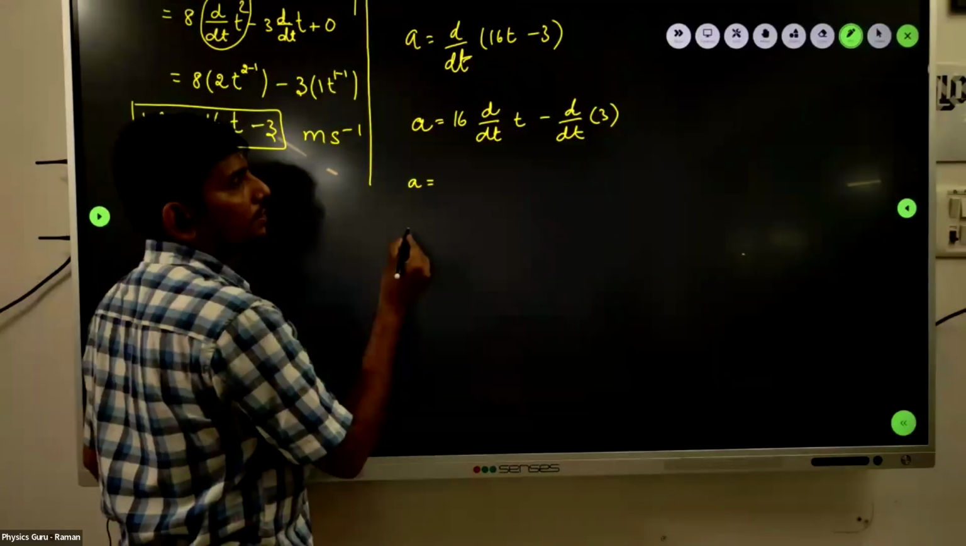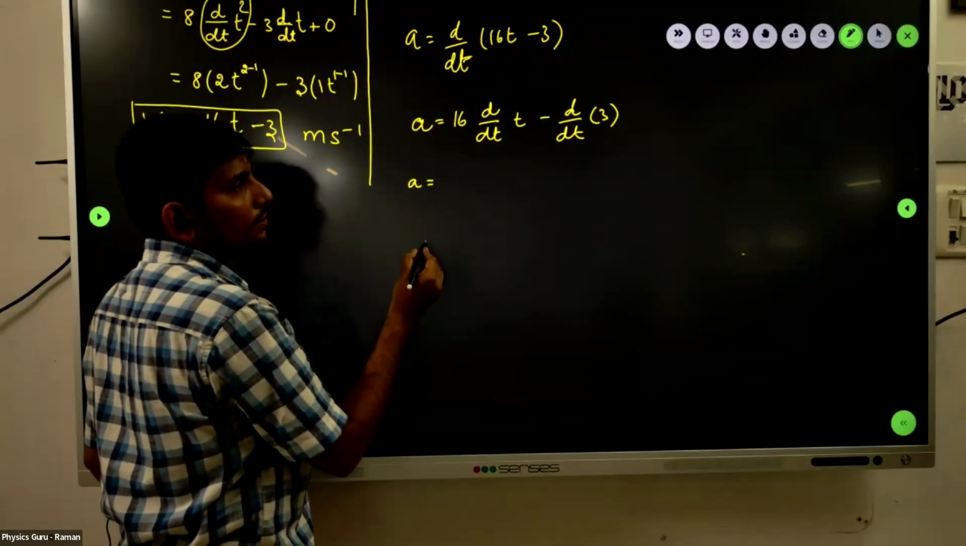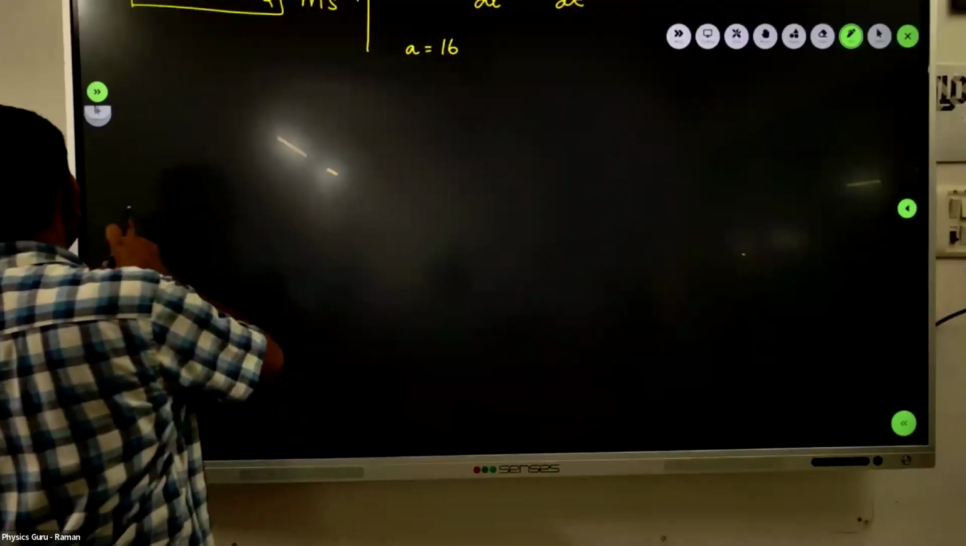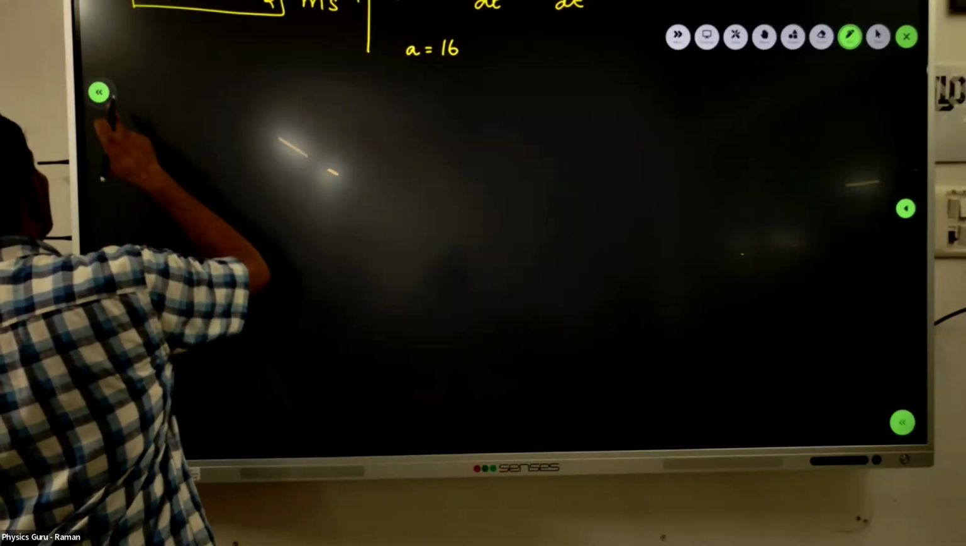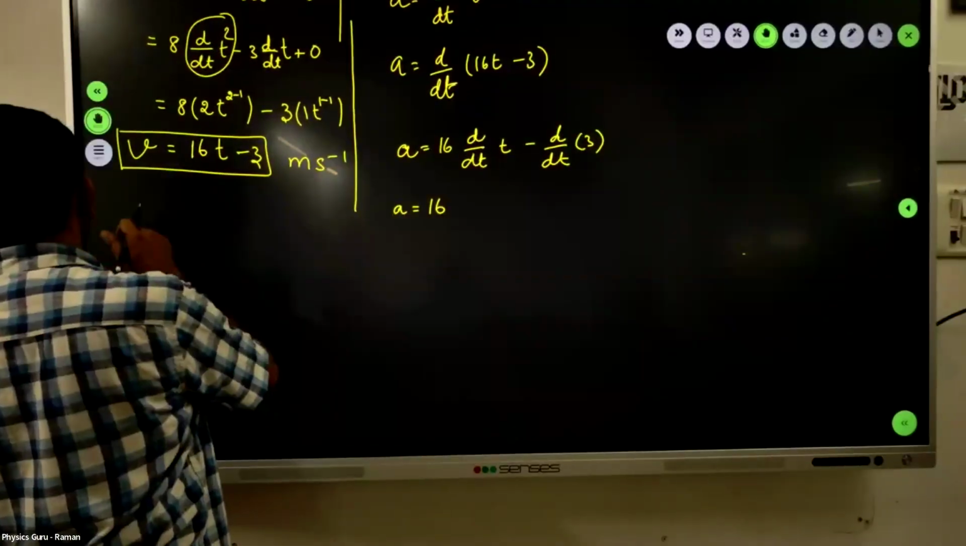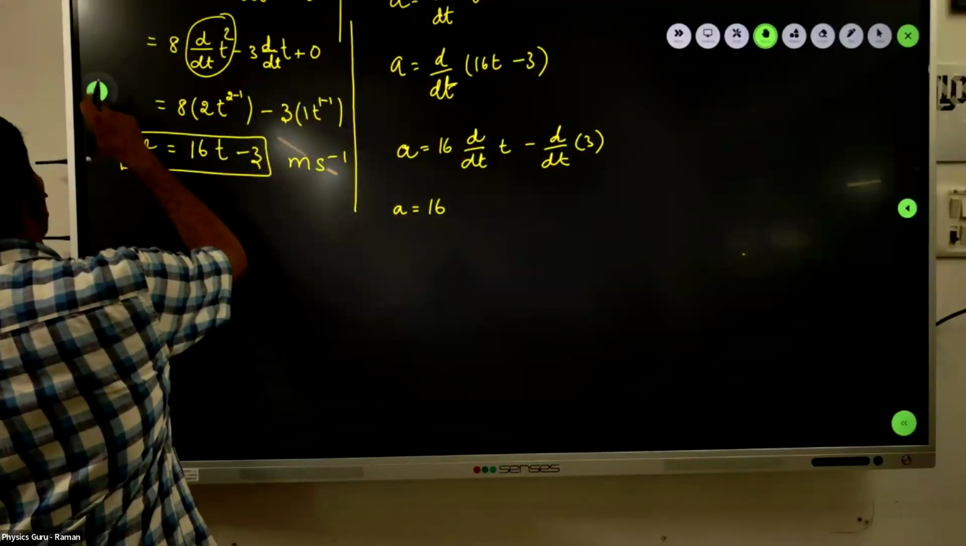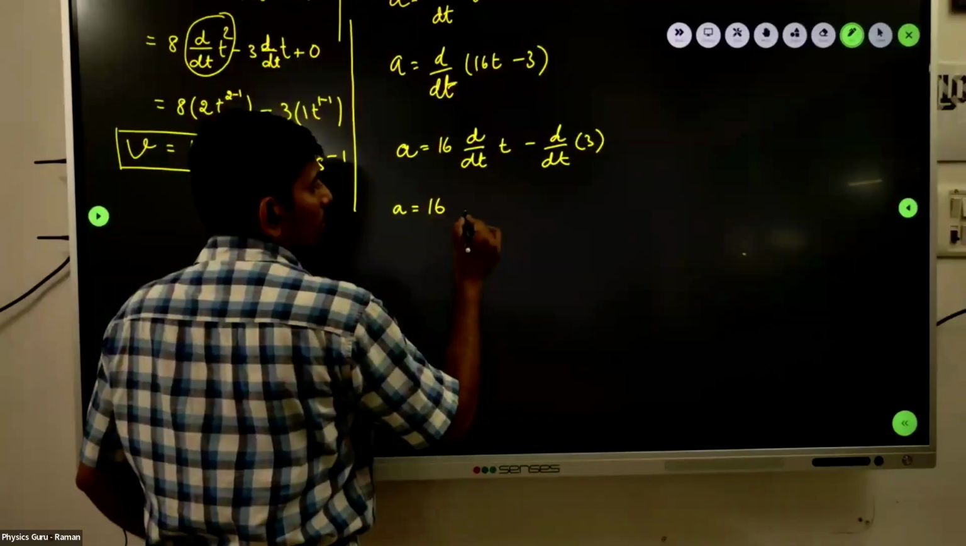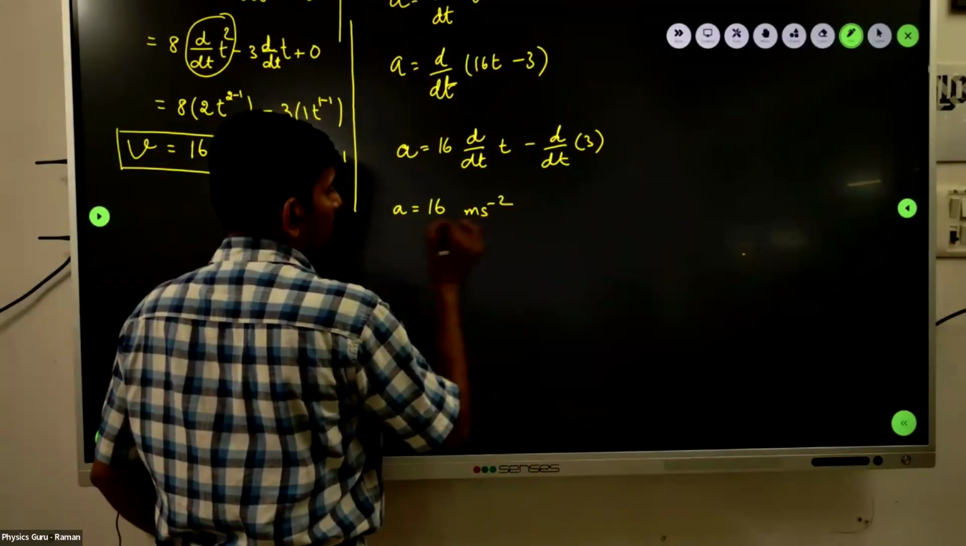A equals 16 into t to the power 1 minus 1, that is t to the power 0, which is 1. Then the final value should be how much? 16, sir. Very good. So A is equal to 16 meter per second square.